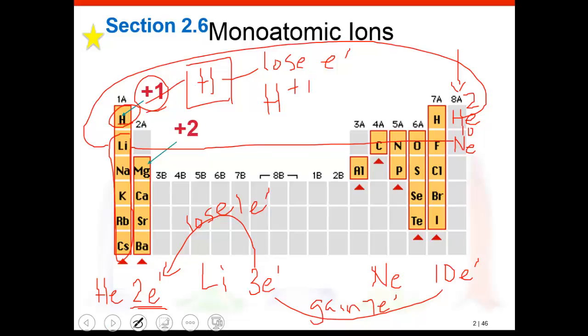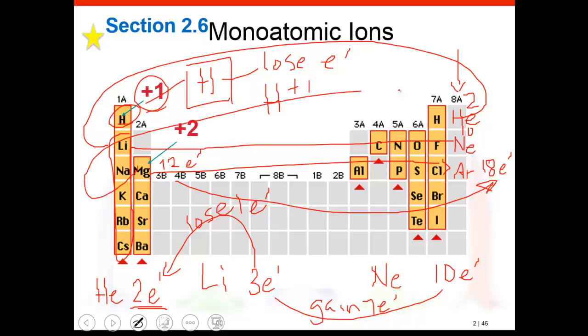The same thing happens for group 2 elements. Group 2 elements tend to form a +2 cation, and again, the reasoning is the same. Magnesium, if it wanted to have the same number of electrons that argon has, magnesium normally has 12 electrons, okay? And if we're looking at argon here, argon typically has 18 electrons, and so magnesium would have to gain 6 electrons to have the same number as the noble gas that comes after it numerically on the periodic table.